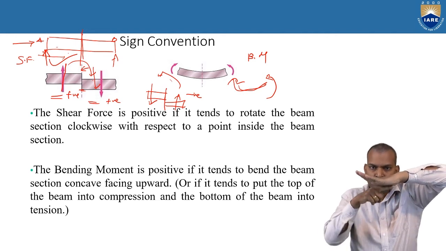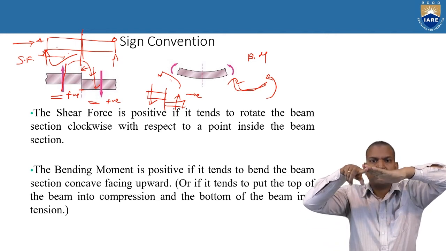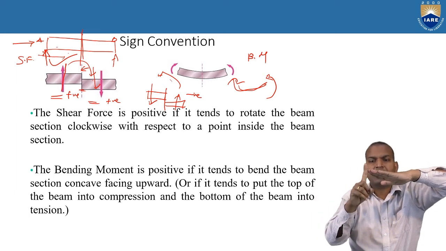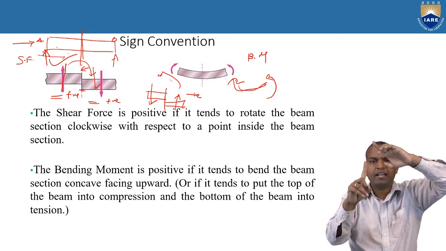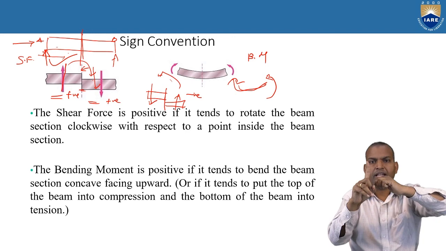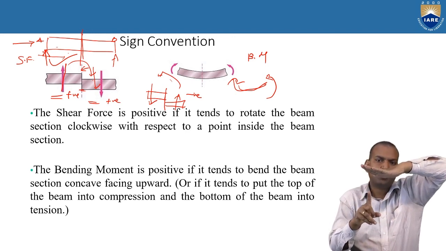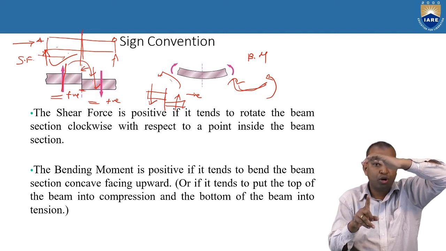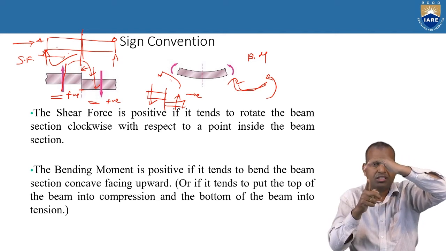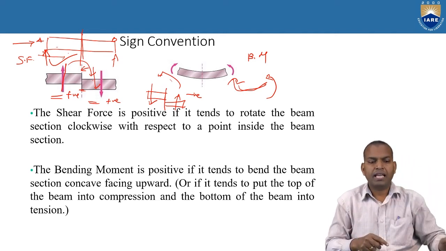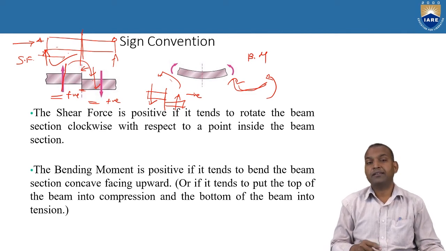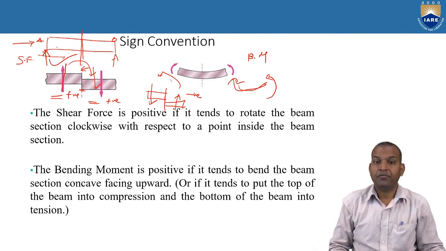It is bending upwards. Yes, it is the positive bending moment. If you take the y-axis, upward y direction is positive, downward y direction is negative. So when the beam is moving upwards, that is the positive bending moment. When both ends are going downwards, it is negative bending moment. Like that, we'll study the positive and negative bending moment sign conventions very easily.